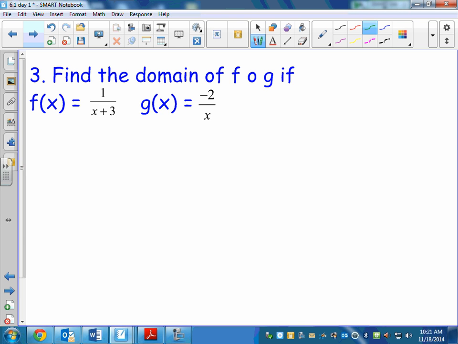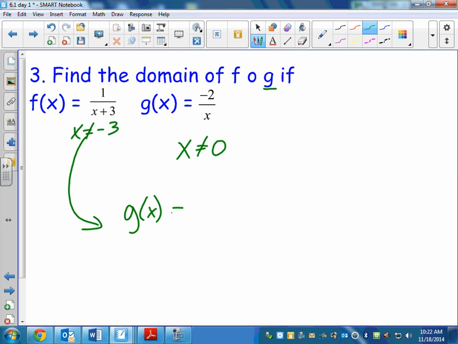Step 1, what can the inside function be? In this case, g is the inside function, so what value do we have to exclude? 0. So right away, I know x can't equal 0. The tricky part, and the part you have to get used to, is we have to think about what f can't be, but that's not excluded. We have to set g of x equal to that. This can't be negative 3, so I have to find where g of x equals negative 3, because that would make it undefined. So g of x cannot equal negative 3. Plug in g of x, solve that equation, and get that other value that throws in your domain. So negative 2 over x cannot equal negative 3. Then I can solve that without a whole lot of work, hopefully.